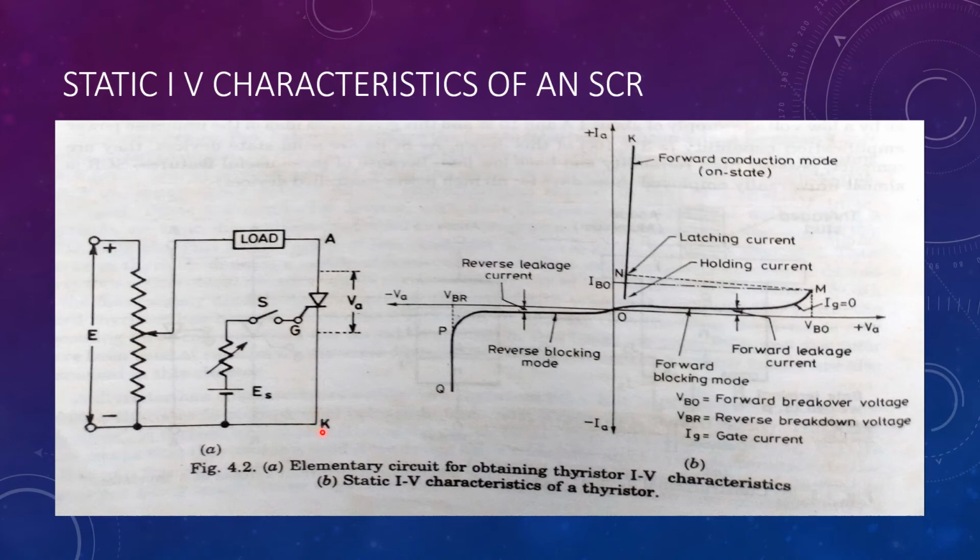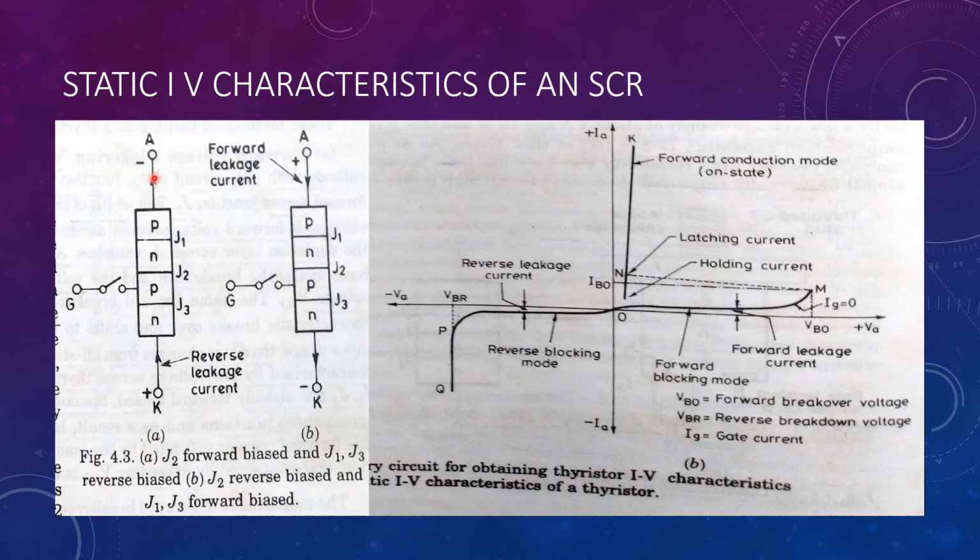There are three modes of operation of an SCR. The first mode is reverse blocking mode. In reverse blocking mode, the SCR is reverse biased. The cathode is positive with respect to anode. As you can observe, the gate is open, and since the cathode is positive with respect to anode, junction J3 and junction J1 are reverse biased. Junction J2 is forward biased. Since junctions J1 and J3 are reverse biased, the SCR acts like an open switch.